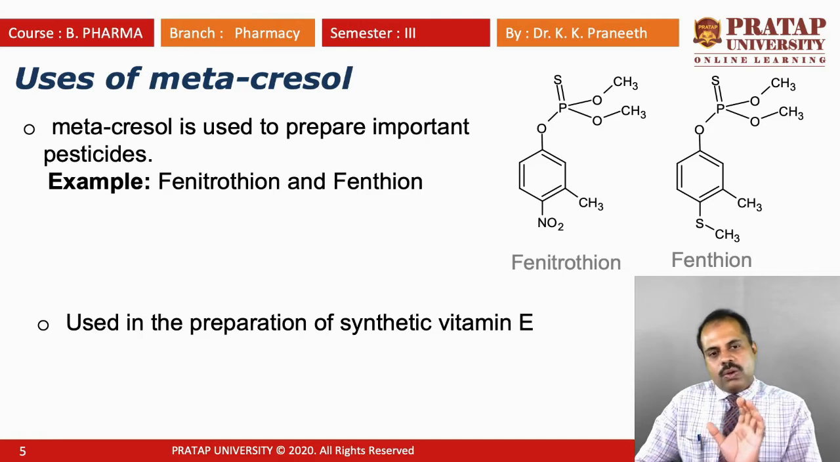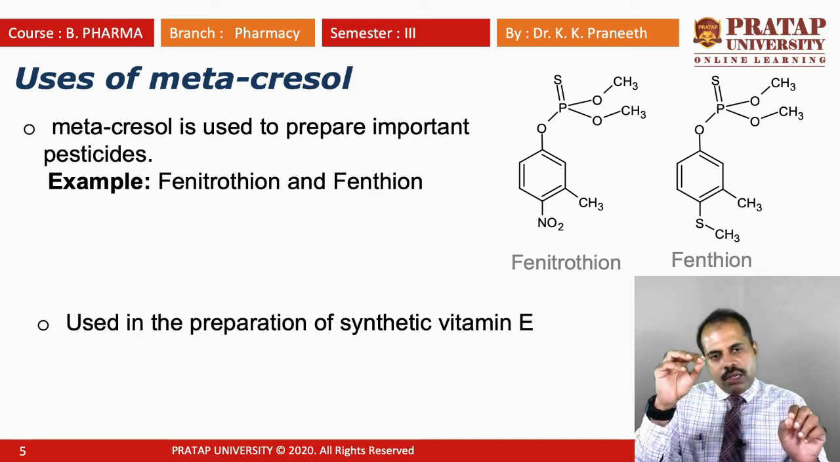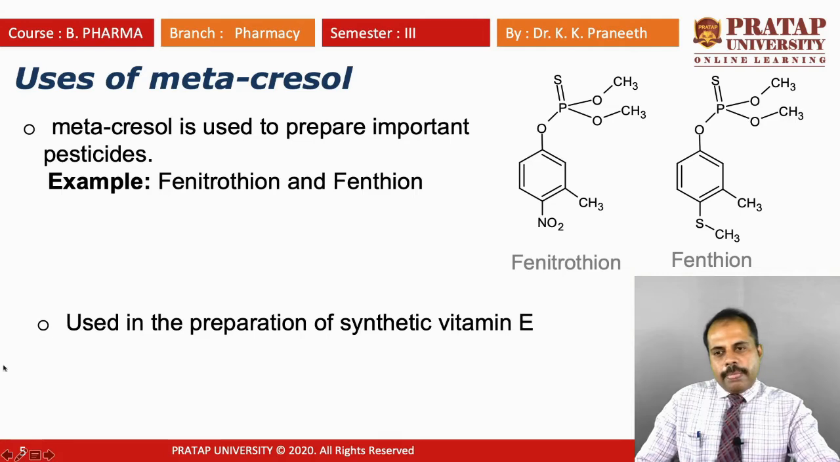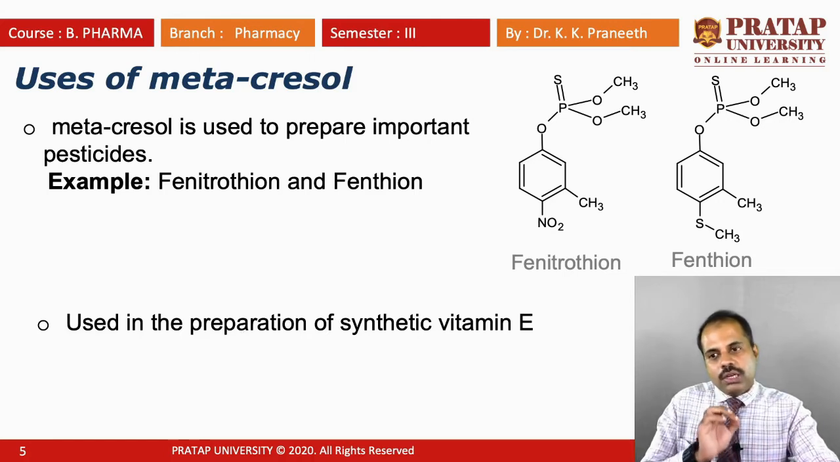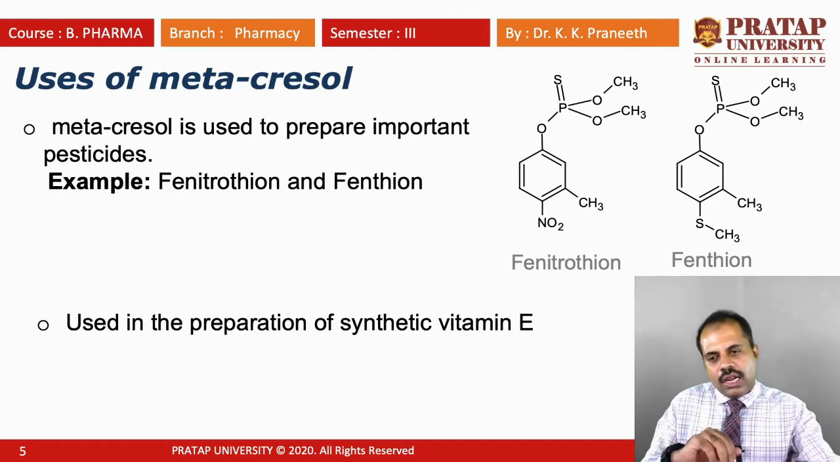the uses of metacresol. Right, metacresol is phenol having a methyl group at the meta position. Here again, metacresol is used to prepare important pesticides. So what is a pesticide? Pesticide is a chemical to destroy pests, the insects, right? Insecticides or pesticides are for small bugs which destroy the crops in the agricultural land. To destroy these bugs, we use the pesticide.